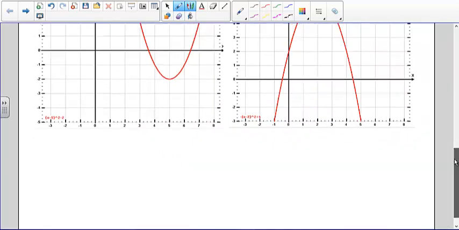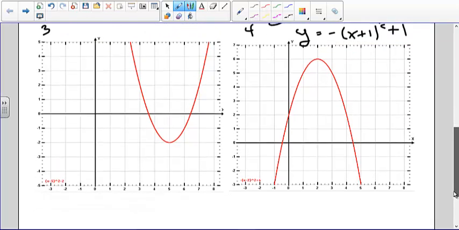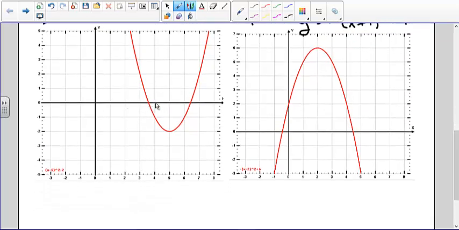Okay. The next one, you can see it's pointing upward, and it has been displaced 1, 2, 3, 4, 5 units in the x direction and -2 units in the y direction. So we say y is equal to positive, so I don't need to put the positive, x minus the x displacement, which is 5, quantity squared, and then the y displacement, which is -2. And everything's fine there.